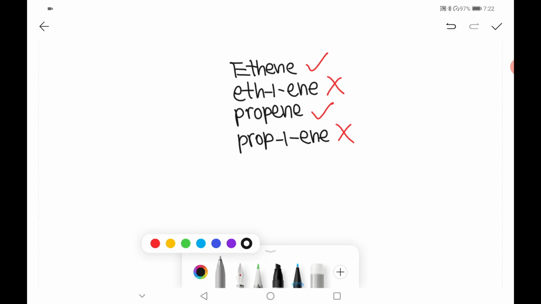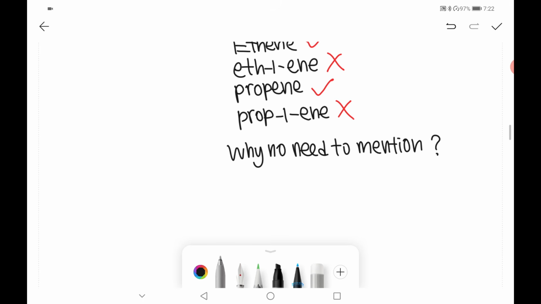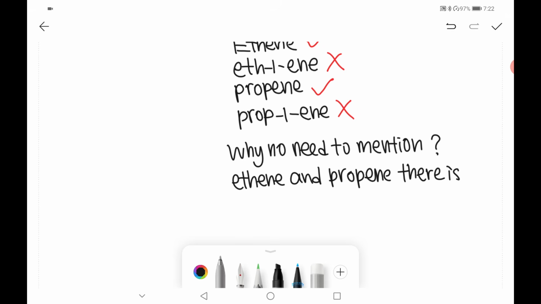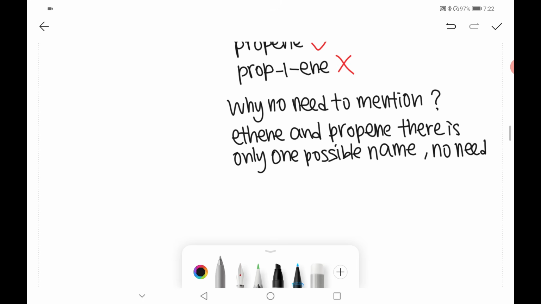So why don't we need to mention the number for ethene and propene? It is because for ethene and also for propene, there is only one possible name. So you have only one possible name when you come to ethene and propene. So you don't need to specify it.